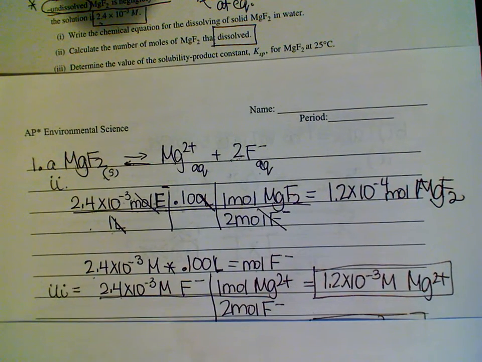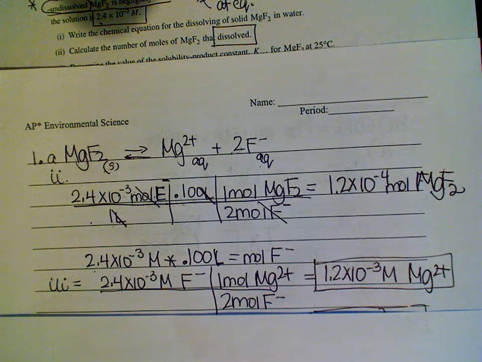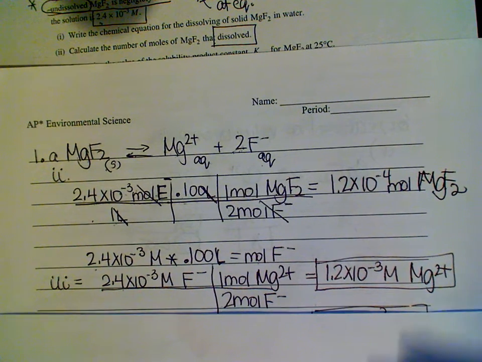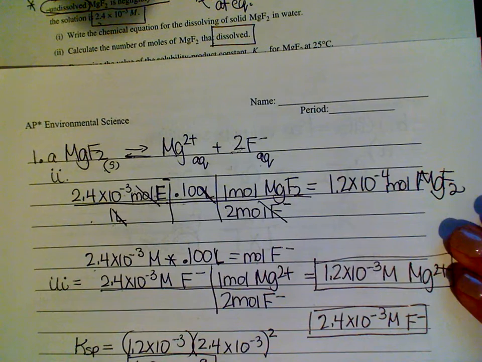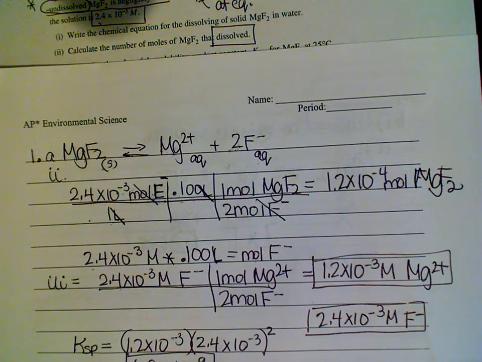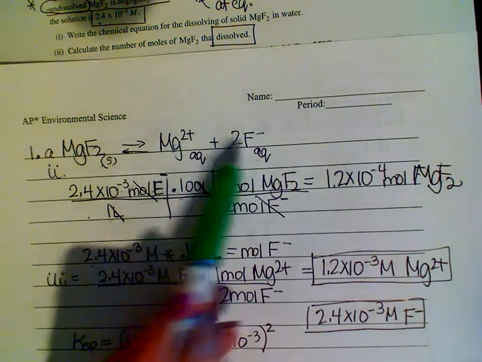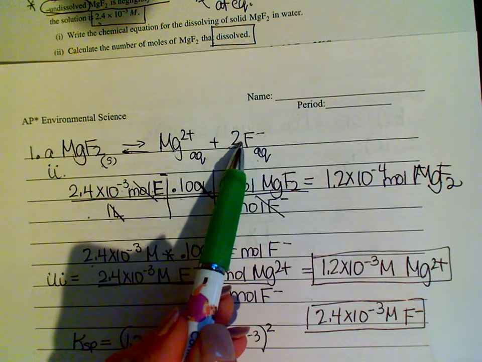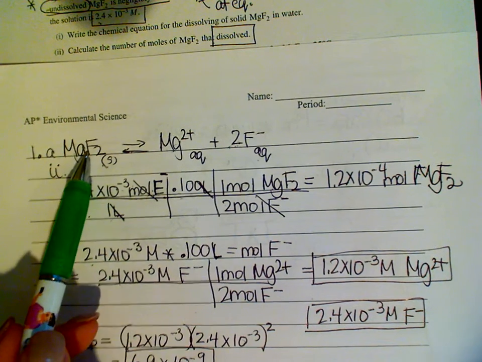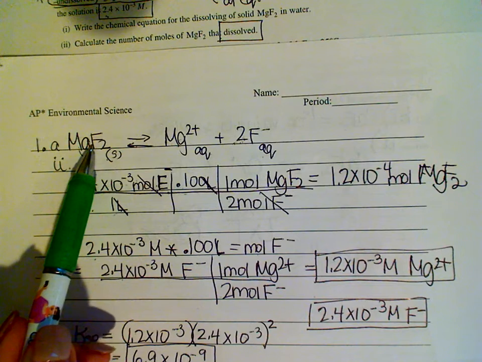All right, the third thing we had to do on part 1 was to tell what is the KSP. So to get the KSP, I had to get some information. Remember that it is products raised to their coefficients over reactants, but in this case a pure solid is not going to be in the equation.